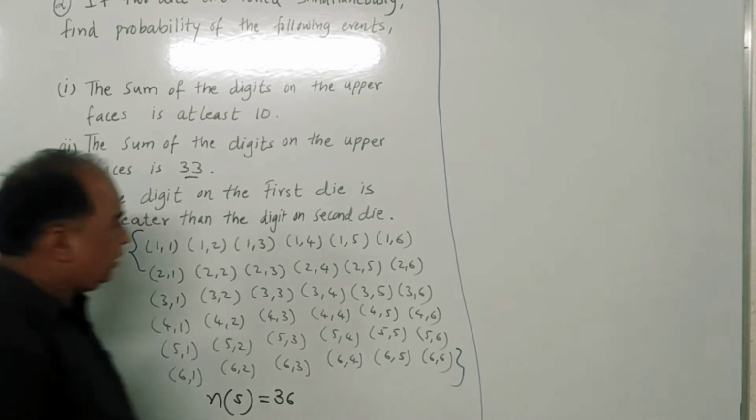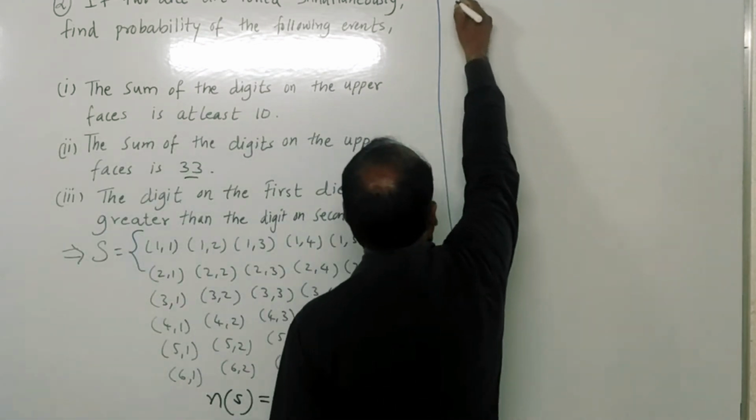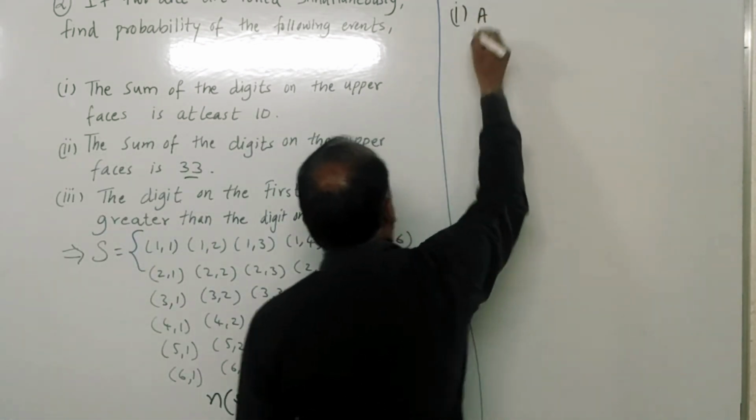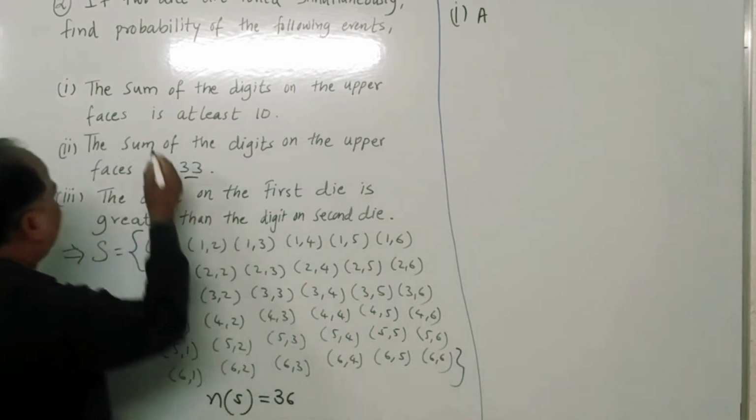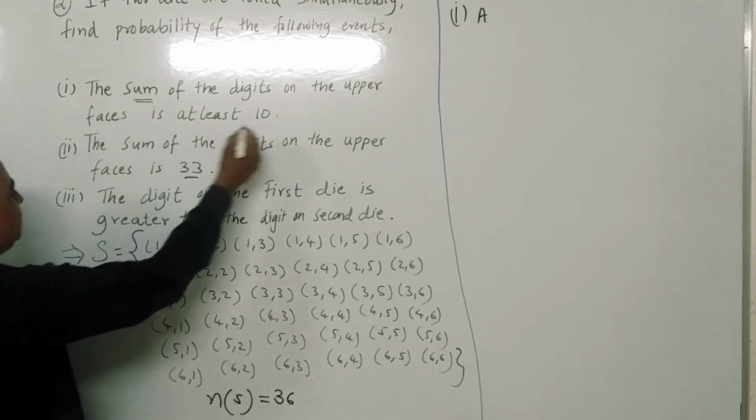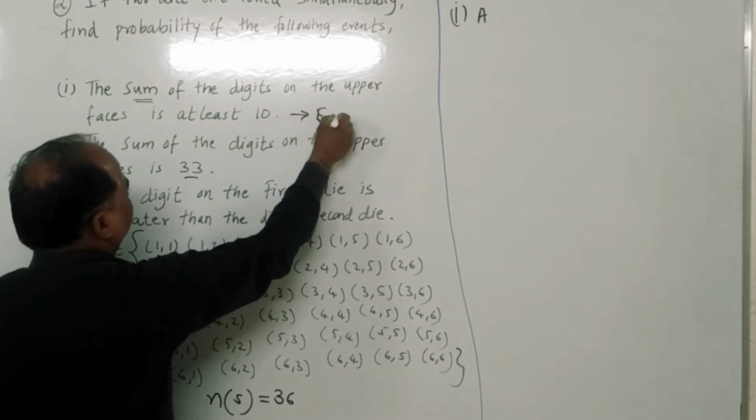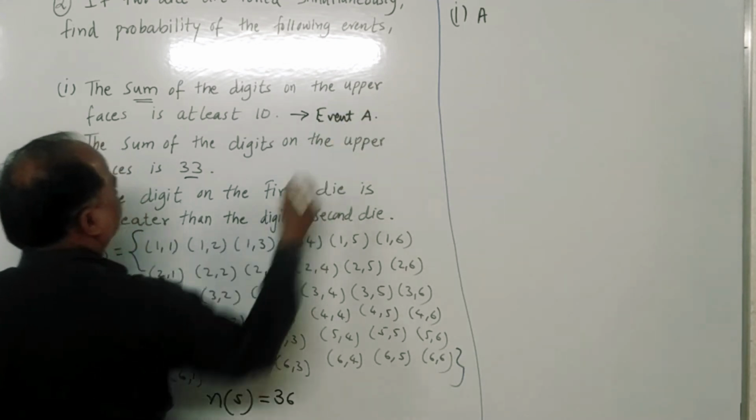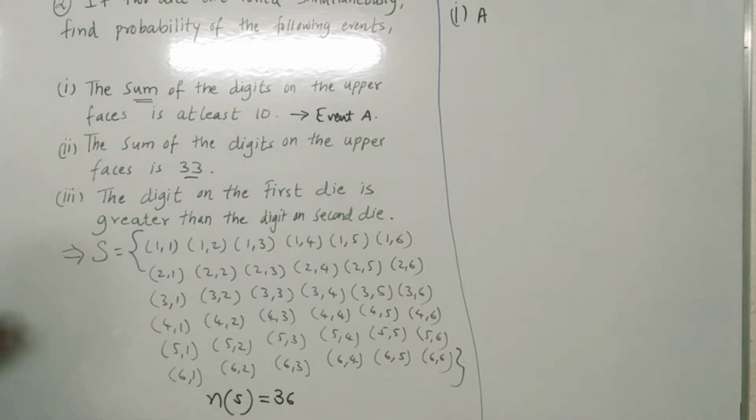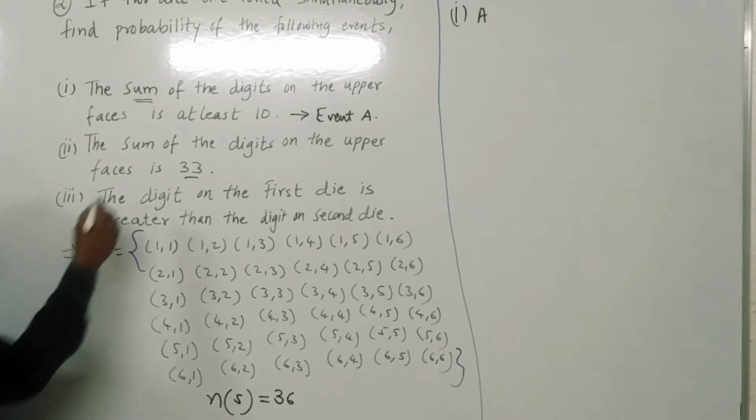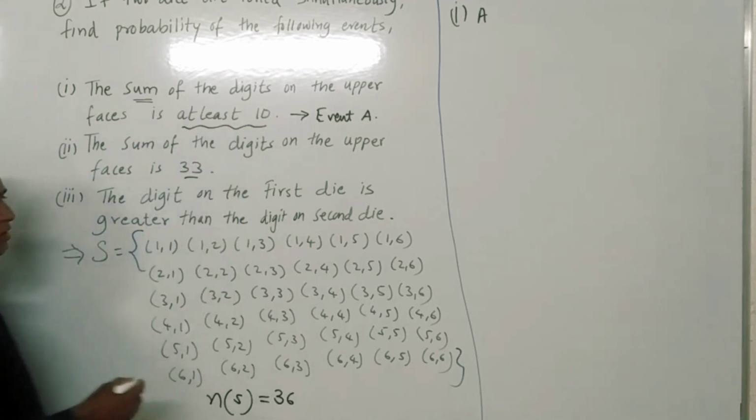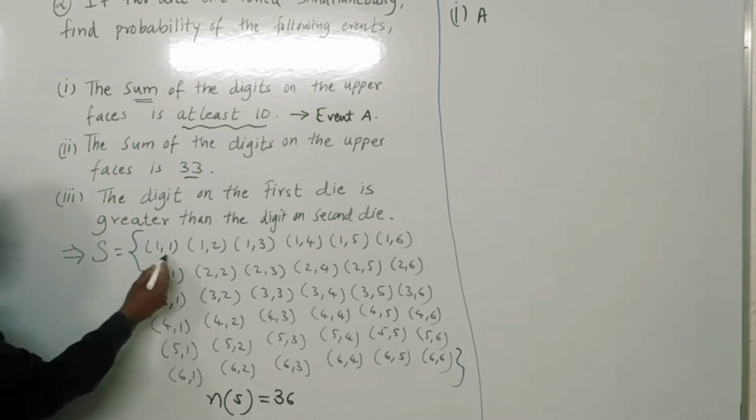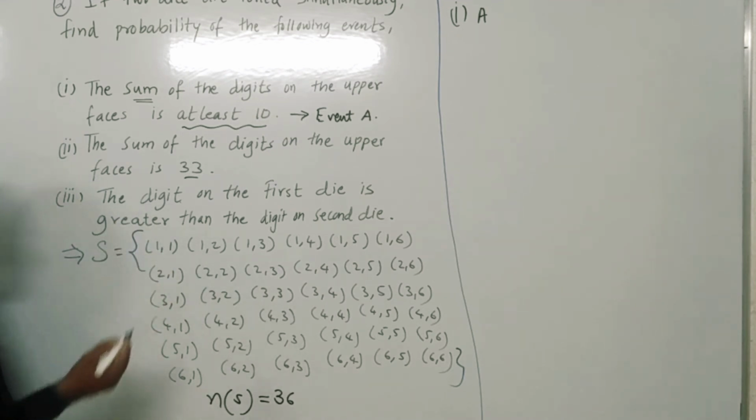Now for event A, let A be the event that the sum of the uppermost faces is at least 10. If you add these two digits, 1 plus 1, the sum should be 10 or more than 10.